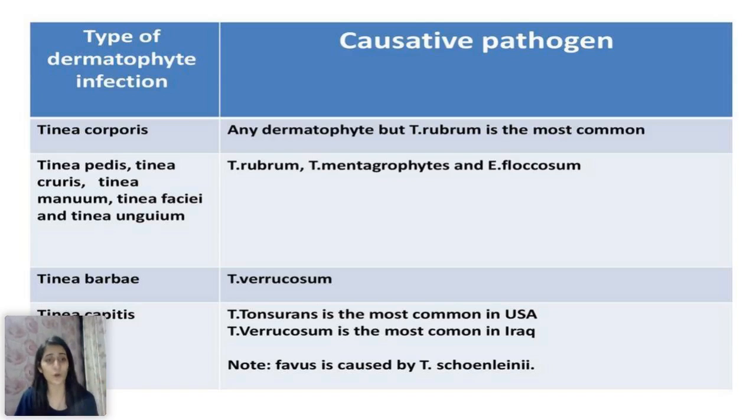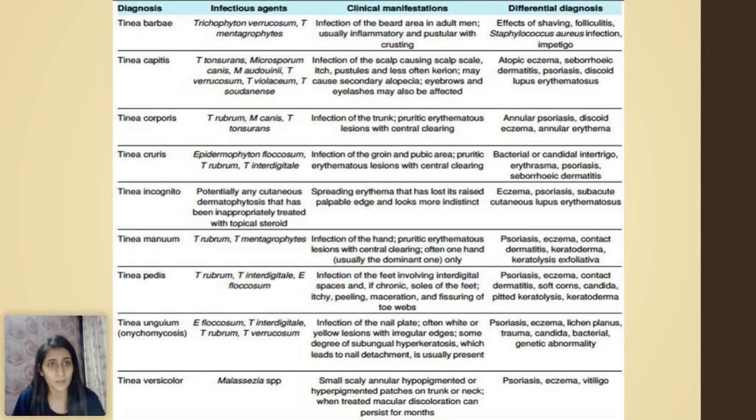When you talk about the cause of dermatophyte infection, usually Trichophyton rubrum is most commonly seen in tinea corporis. Others which may be seen are Trichophyton mentagrophytes, or Epidermophyton floccosum, or in tinea barbae, you can see Trichophyton verrucosum, which is being seen.